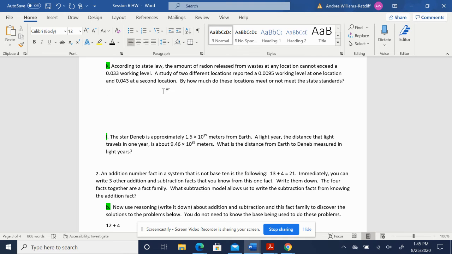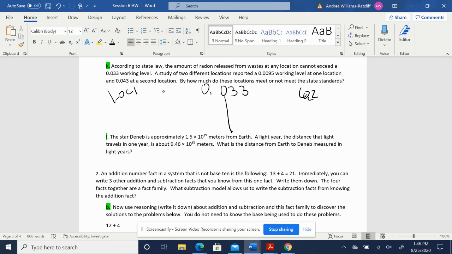Okay, so here we're actually comparing 2 different quantities. This is the state standard. This is what the state says is allowed. That's the level you're allowed. Now we've got location 1 and we have location 2. So let's separate them. This is what it has to be. Let's see what they are.